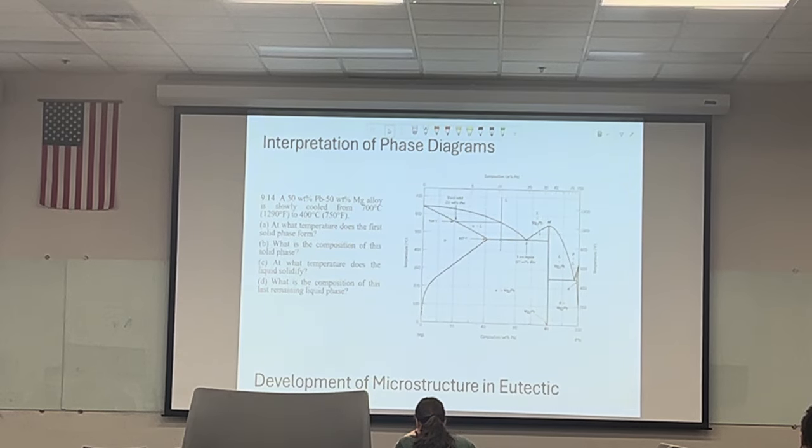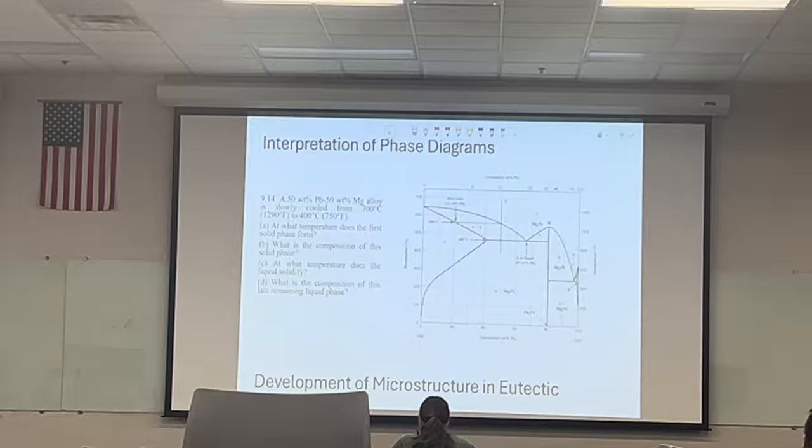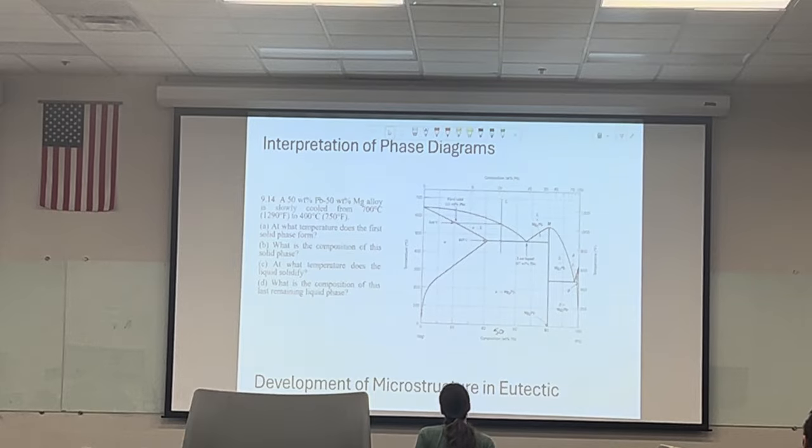But I'm gonna walk through it with you guys. So here we have the phase diagram for 50/50 lead and magnesium alloy. Part A wants to know at what temperature the first solid phase forms. First we need to go to the 50 mark, which is right here, and then we're going to start at 700 degrees Celsius.